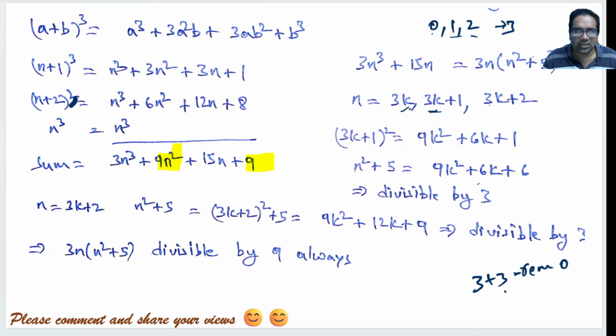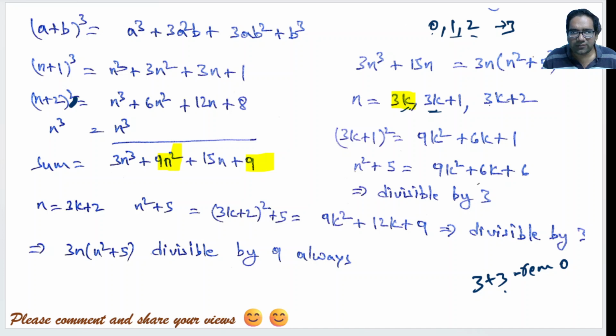So we are sorted when n is 3k. When n is 3k, this number is actually a multiple of 9. When n is 3k plus 1, let's see what happens to n square plus 5. (3k + 1) whole square is 9k square plus 6k plus 1, using (a + b) square is a square plus 2ab plus b square. So n square plus 5 becomes 9k square plus 6k plus 1 plus 5, which is plus 6.